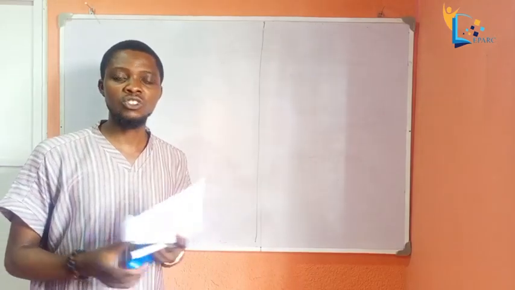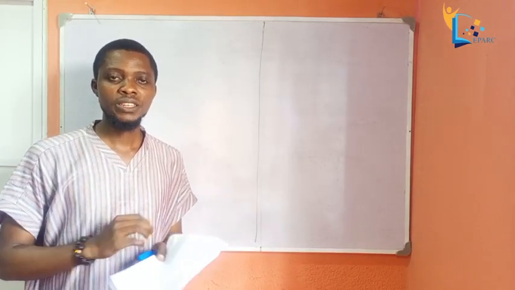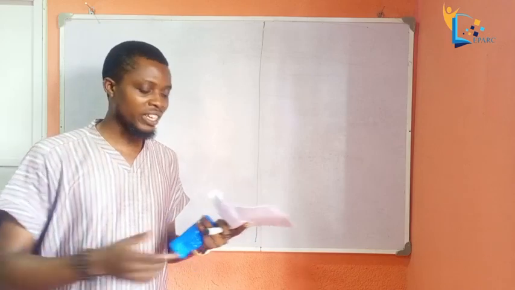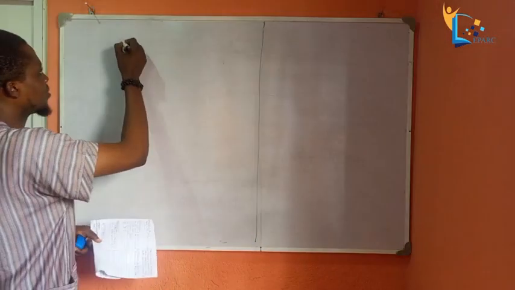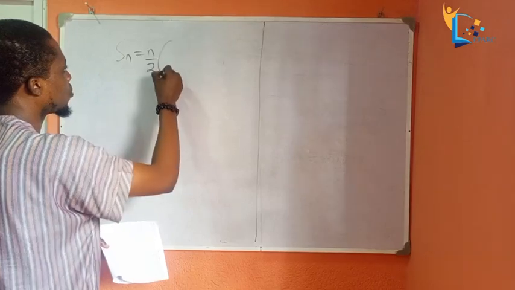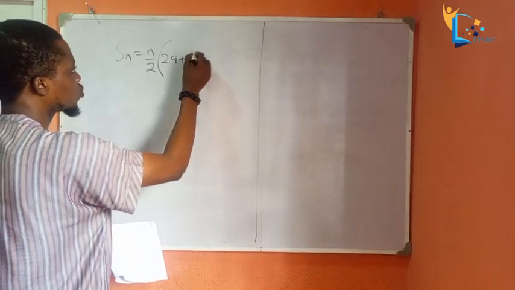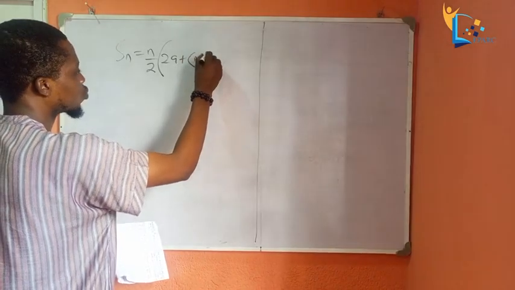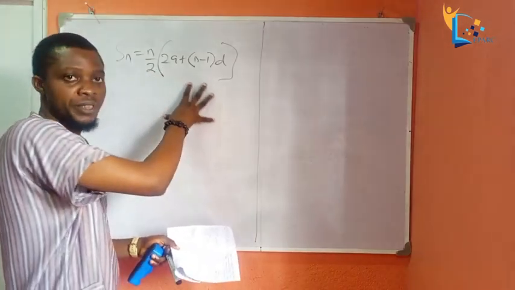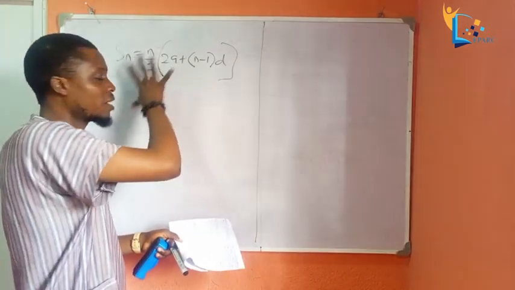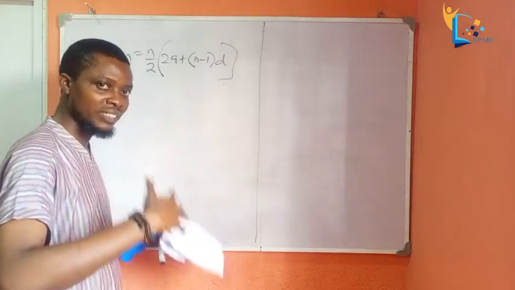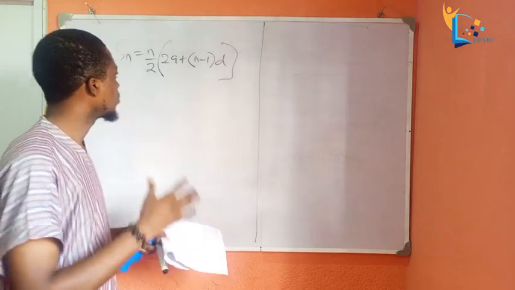So now let's talk about the sum of an arithmetic progression. Now when we say sum of AP, we are just trying to say the sum of the number of terms in an arithmetic progression, okay? And the formula is given as Sn equal to n all over 2, big bracket 2a plus small bracket open, n minus 1 close bracket d, okay? This is the sum of an AP. Sum, from the word sum, we're trying to say the sum of the number of terms in an arithmetic progression, okay? So this is the formula.